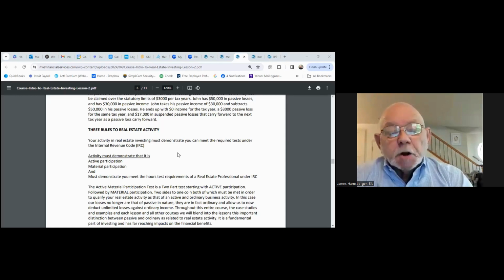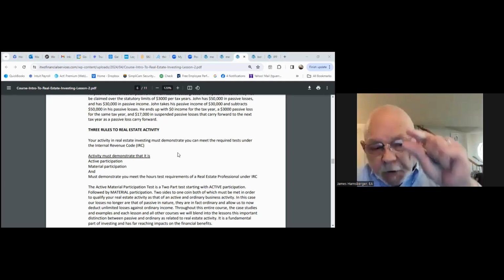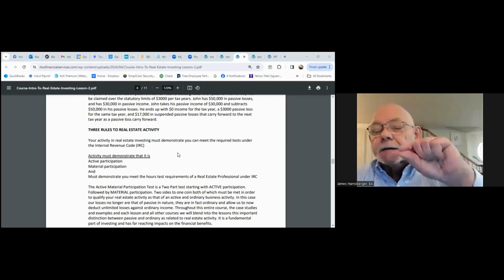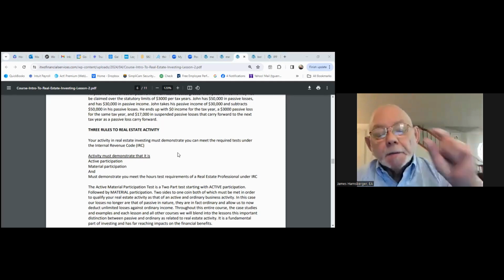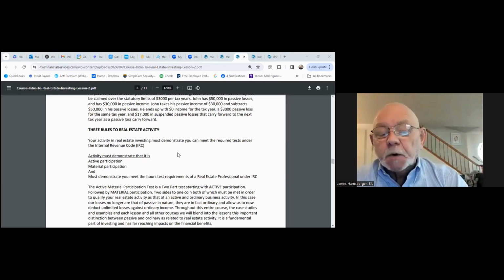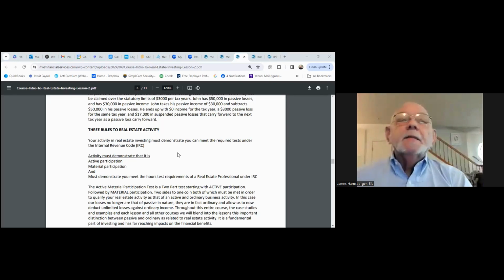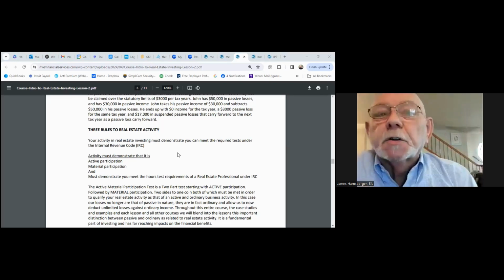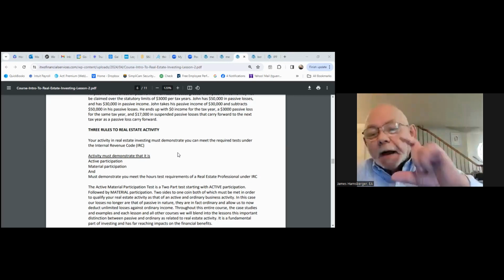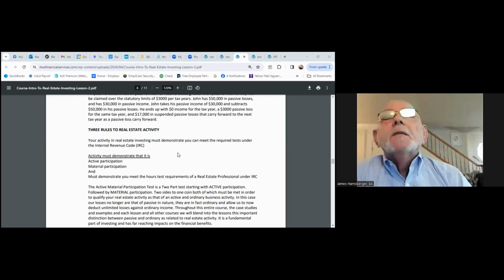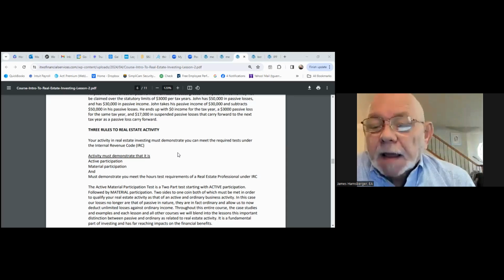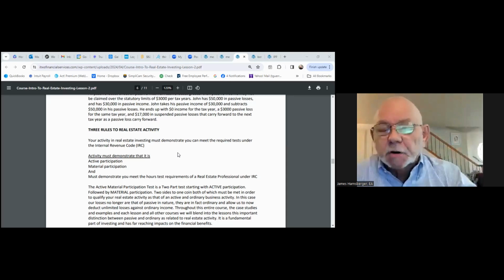The Internal Revenue Code requires that the activity must demonstrate that it is an active participation and a material participation. It's what we call the active material participation test, and must demonstrate that you meet the hours test requirement of that of a real estate professional as defined under the Internal Revenue Code. That does not mean you have to have a real estate license. This is a statutory definition in the Internal Revenue Code that defines by your activity and this test that your activity is that for tax purposes of a real estate professional.